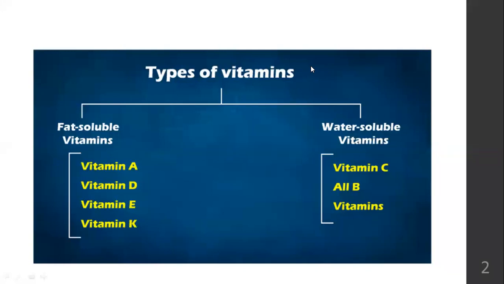Fat soluble vitamins like vitamin A, D, E, K dissolve in fats, and since your body can store fat, your body can store fat soluble vitamins as well. The majority of them is found in your liver.